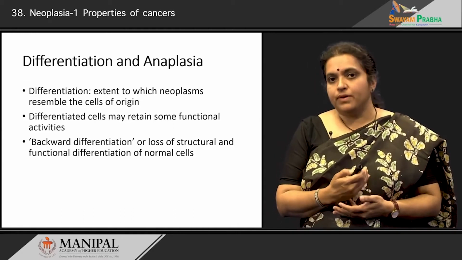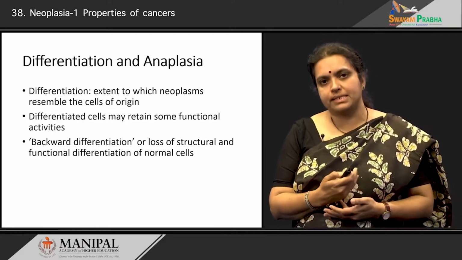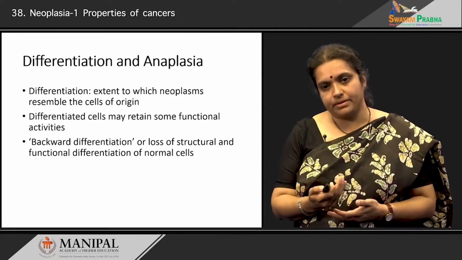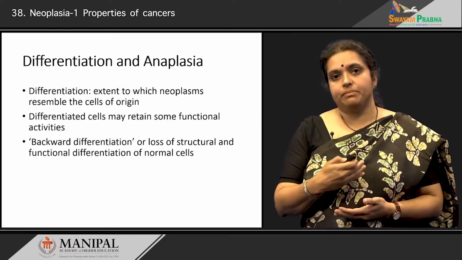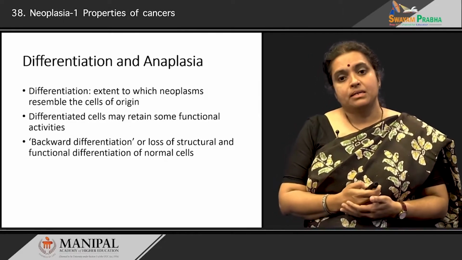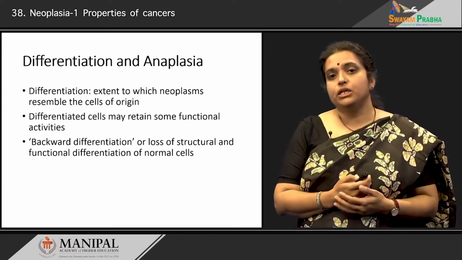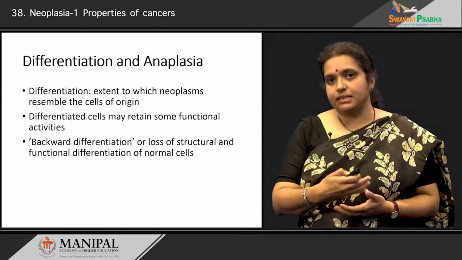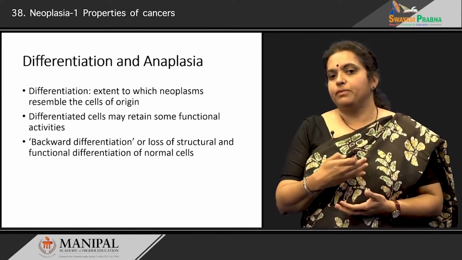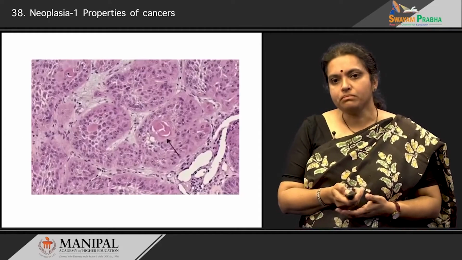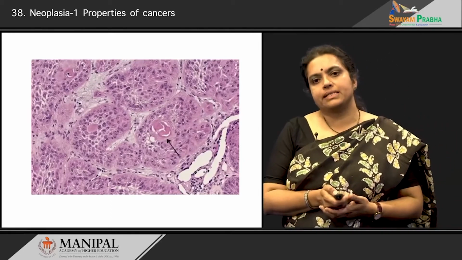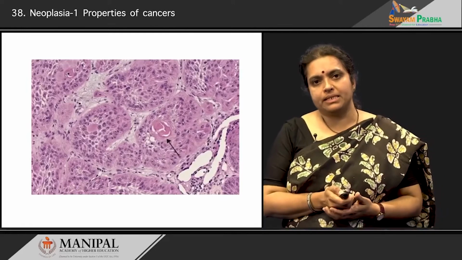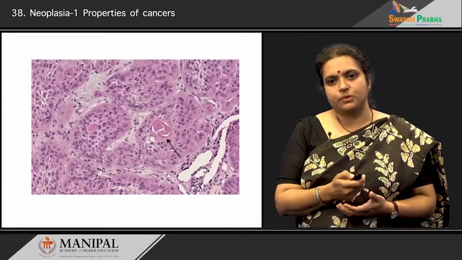For instance, suppose it is a well differentiated squamous cell carcinoma, the same example that we took of the skin. Even this tumor may produce keratin. That is because, as we know, the normal skin also produces keratin, right. So, the better the differentiation, it may retain the functional activities of the cell. Sometimes it can differentiate backwards, which means it loses all the structural and functional differentiation of normal cells. So, the more malignant the tumor is, the less differentiated it will be, and it will also tend towards backward differentiation. Let me give you this example. This slide shows the same squamous cell carcinoma I talked about, and the arrow points towards keratin. So, it is a reasonably well differentiated squamous cell carcinoma, which has retained the functional properties, which is why it is producing keratin.